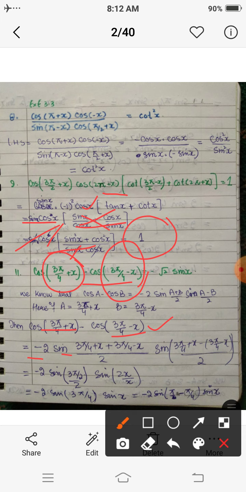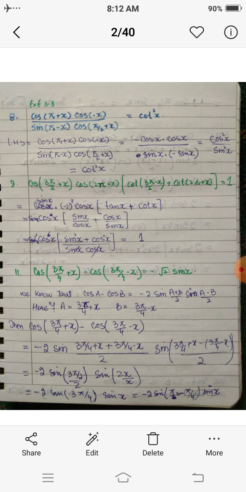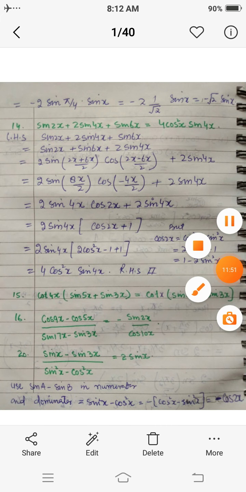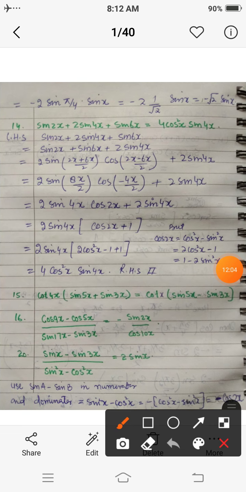Now this 3π/4 can be written as π minus π/4, and sin of that is simply sin π/4, so it is minus 2 sin π/4. Sin π/4 is 1 by root 2, so after rationalizing, we simply get 2 by root 2 equals root 2 into sin x, which is minus root 2 sin x.